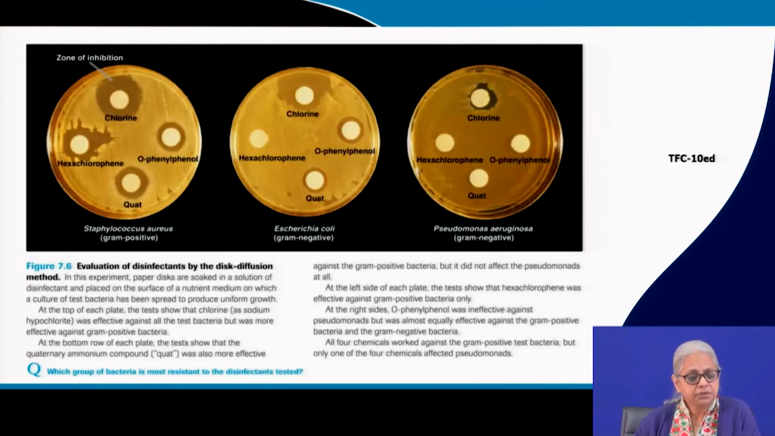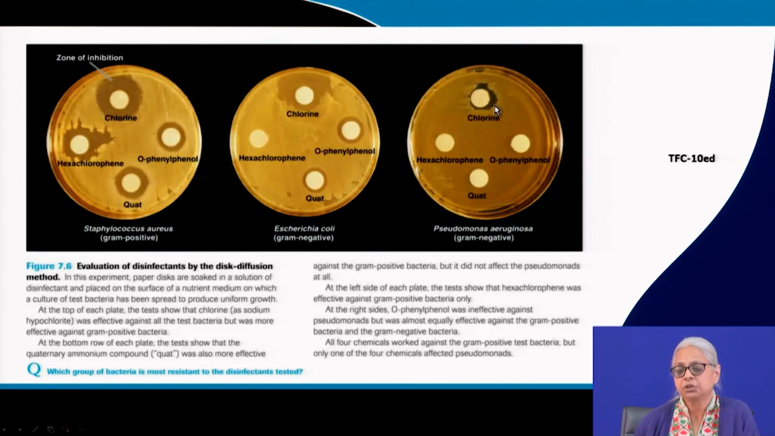More examples of the disc diffusion method. We have 3 different bacteria on these plates: Staphylococcus aureus, Escherichia coli and Pseudomonas aeruginosa. 4 different disinfectants or antibiotic agents have been used: chlorine, hexachlorophene, O-phenylphenol and quaternary ammonia, or quat. You can see the results: chlorine is highly effective against Staphylococcus aureus, somewhat effective against E. coli and not effective against Pseudomonas aeruginosa.